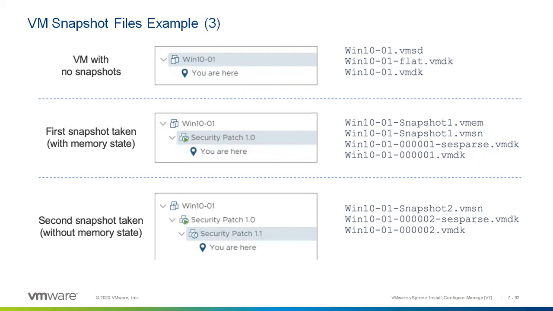You see here, VMSN is created, sparse is created, VMDK is created, because the memory state has already been taken. So here you could see it with memory, but here without memory. But if you take again with memory, then the .vmem file will get created again.